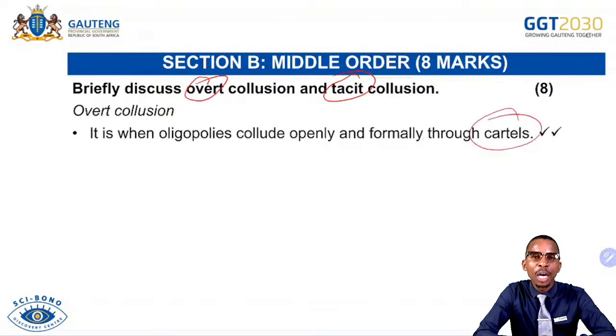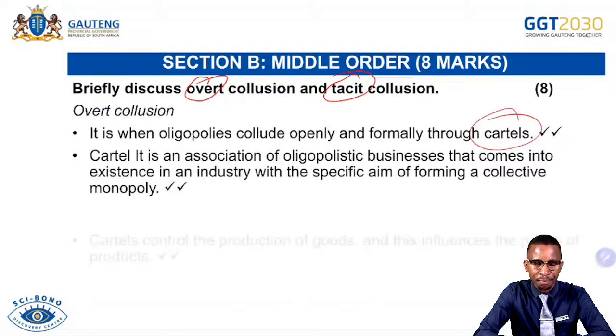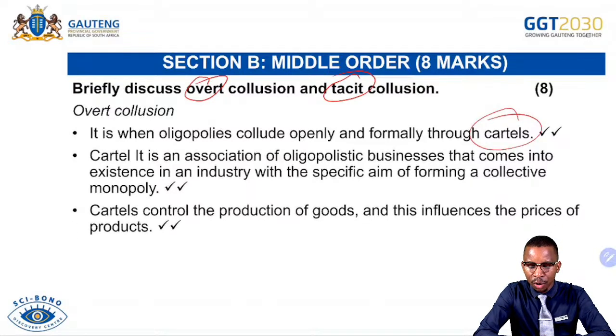It is the collusion that occurs because of a formal agreement between businesses. Businesses will meet and discuss the price and production techniques, then they decide under the cartel. Remember, the cartel is an association between firms within the same industry where they discuss pricing and production techniques. A cartel is an association of oligopolies that comes into existence in an industry with the specific aim of forming a collective monopoly. Cartels control the production of goods, and this influences the price of products.